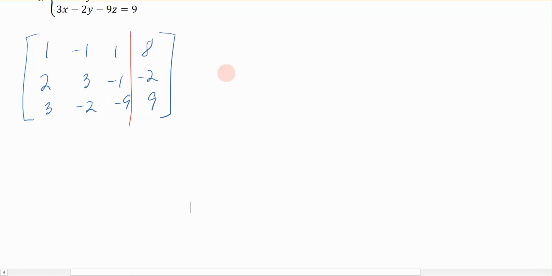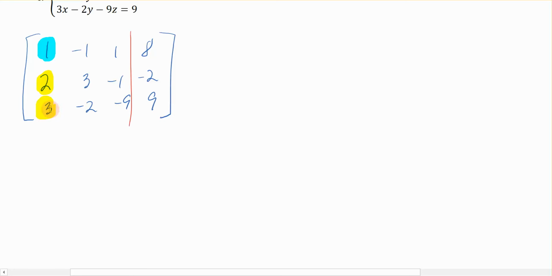Now, in order to solve this, what do we want to do? We want to get 1s along the diagonal. This first position is always where you start. The top left-hand corner should always be a 1. Well, lucky for us, it is. So now we can move on to getting zeros below that. I need a 0 in this position and a 0 in this position.